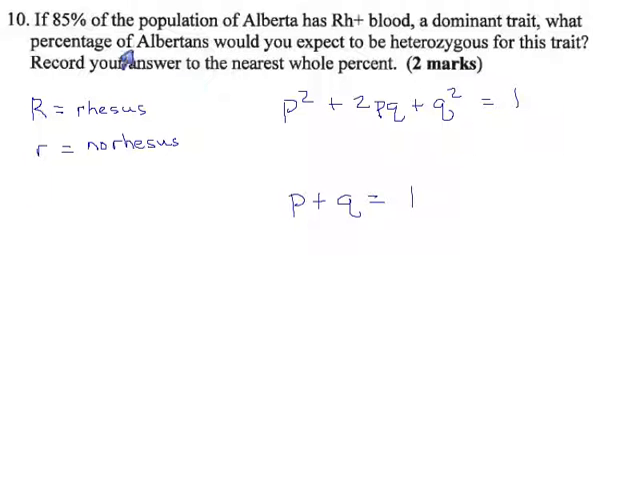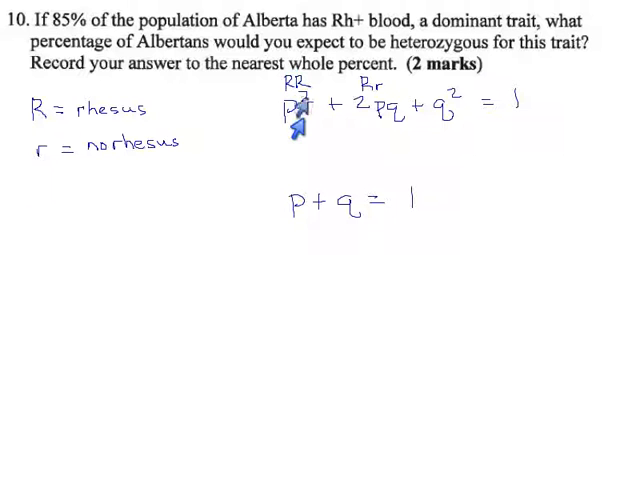Okay, so they're telling us, the catch with this one is they give us the wrong information to start. They say 85% of the population of Alberta has Rh positive blood. Where's that 85% go in the formula? The answer is that's not a fair question. We don't know because p squared represents the people who are big R, big R. They have rhesus factor. 2pq represents the people who are big R, little r. They also have rhesus factors. So these two groups together are 85% of the population, and that makes this kind of hopeless.